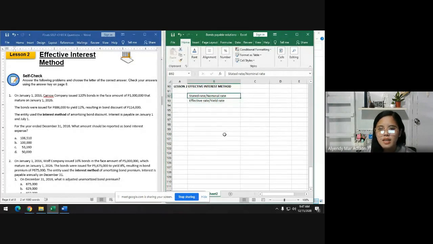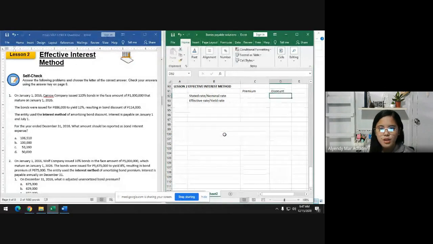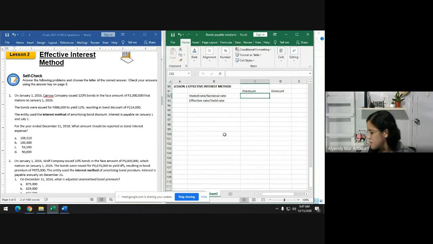We have interest rate and nominal rate. So this is the reason why there is premium and discount. Okay? Premium on bonds payable, discount on bonds payable. So, any problem if, actually class, nakalimot ko, but I will correct myself. What I remember is that if the effective rate is higher than the stated rate, then there is premium.